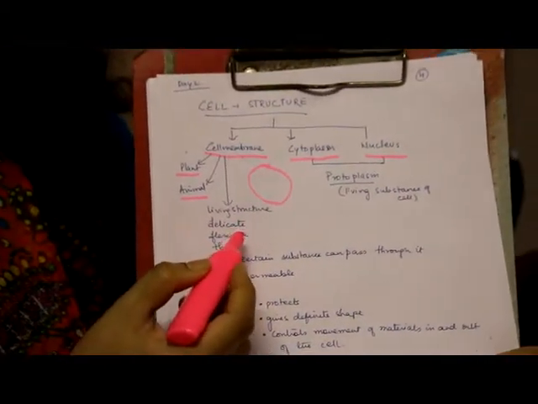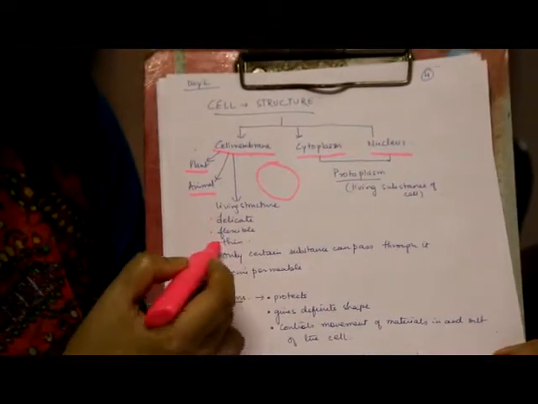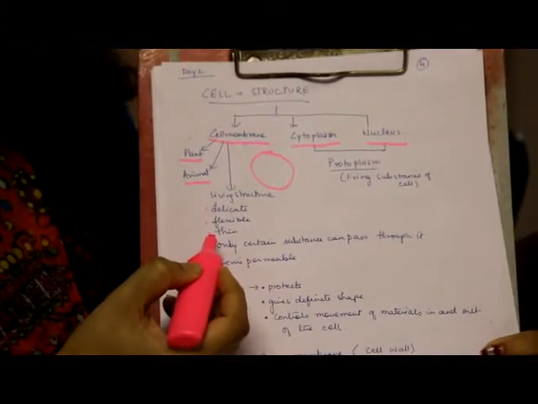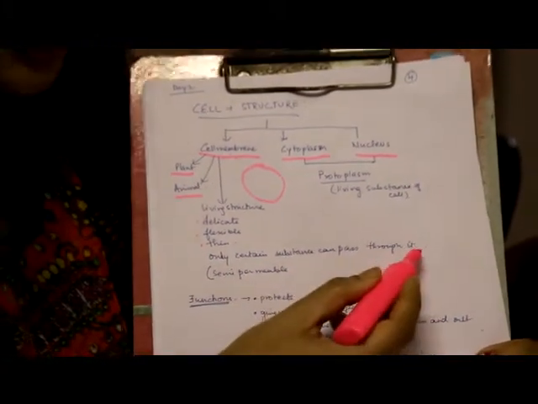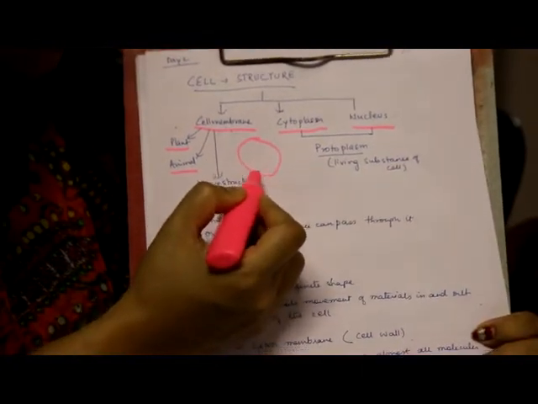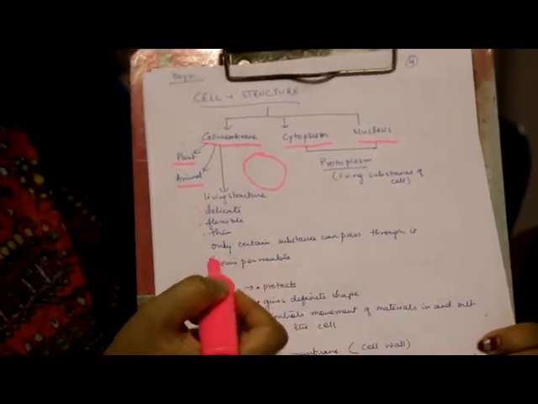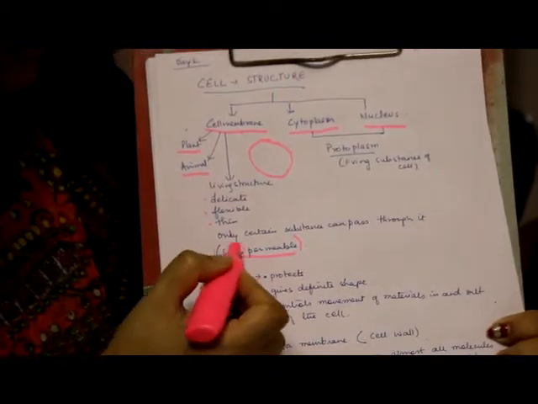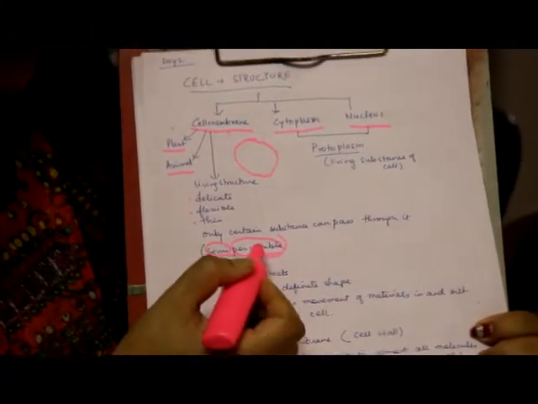What are the different characteristics of this? Very delicate, flexible as well as very thin. These are the physical characteristics of the cell membrane. Only certain substances can pass through it. It is very selective, having very fine pores in it. Because of this it is also named semi-permeable. Semi means certain, some. Permeable means permitting.